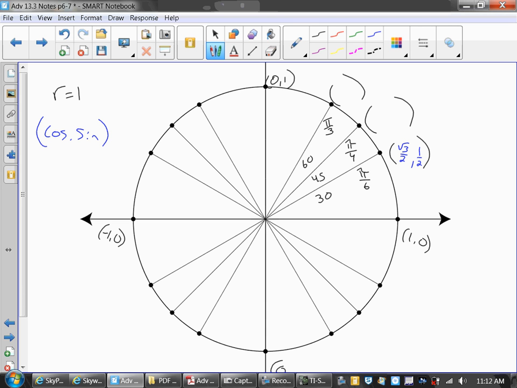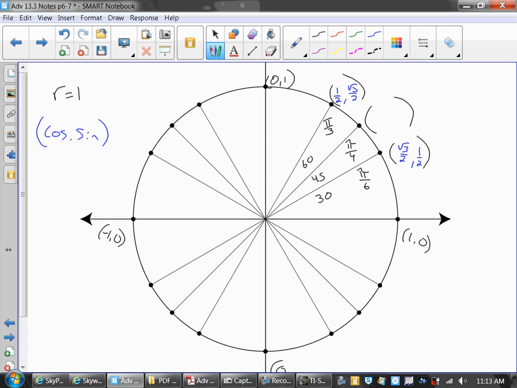As we go up to the 60 degree, what was the cosine of 60? It's 1 over 2, and then root 3 over 2. It is. Yeah. Okay.